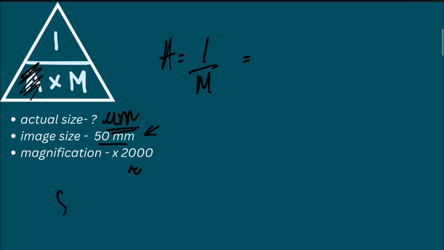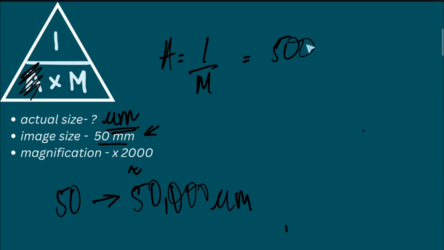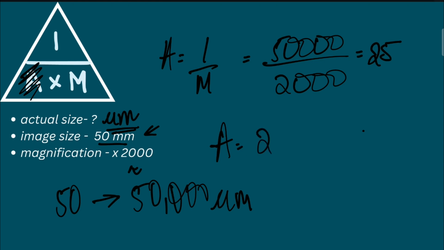Alright, so first we'll have to convert 50 mm to micrometers, correct? So that's into 1000, right? So that's 50,000 for you. Cool, 50,000 micrometers. Now you can calculate, right? So 50,000 micrometers upon magnification is 2000. The answer to this is 25. So the actual size is equal to 25. What was the unit? Micrometers.